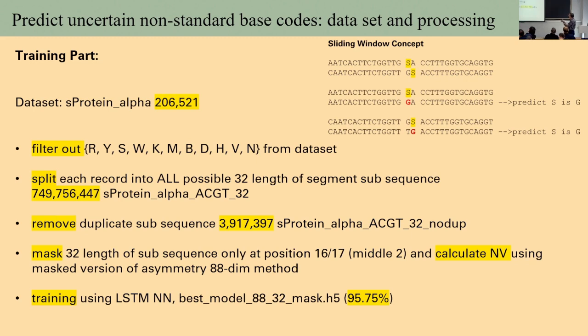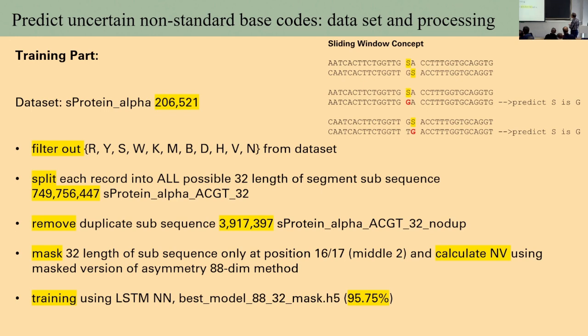We split them into segments of only 32 length, because we try to use 32 for training the data. So we split this into all possible 32-length segments. Then we remove the duplicates, since after the split there will be duplicates. Then we mask, only at positions 16 and 17. Here we use this splitting window concept. That means the original is 32, with 15 on each side, so that's the 16, 17 position.